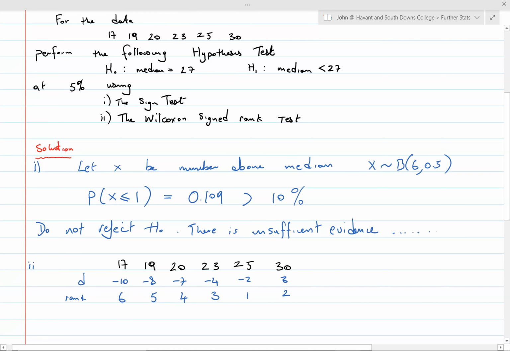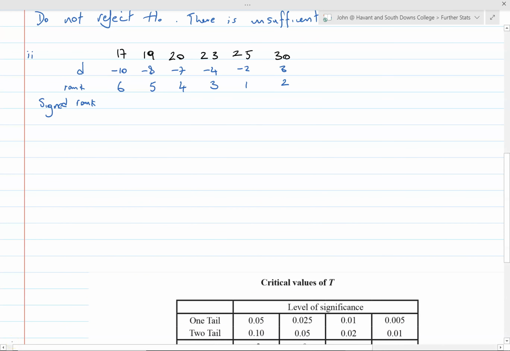Okay, and then what we do is work out the signed rank, which is the rank taking into account whether it was above or below the median. All these were below, and this one was above, so that's 2. So our W plus, which is clearly the one we need to look at here, is equal to 2. W minus is equal to minus 6, minus 5, minus 4, minus 3, minus 1, which is clearly not the one we need to be considering, which is 19.